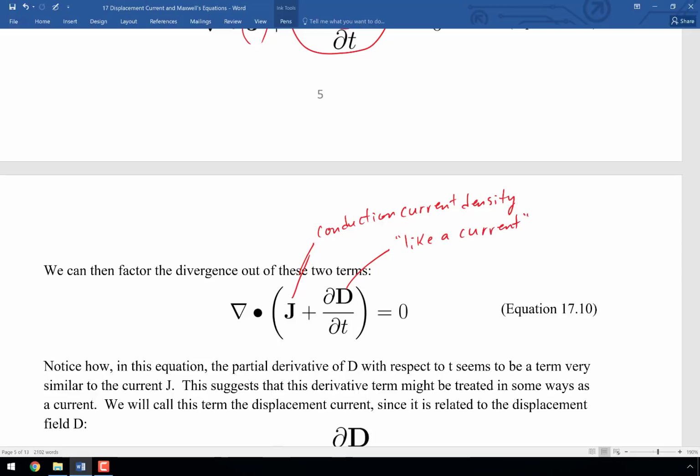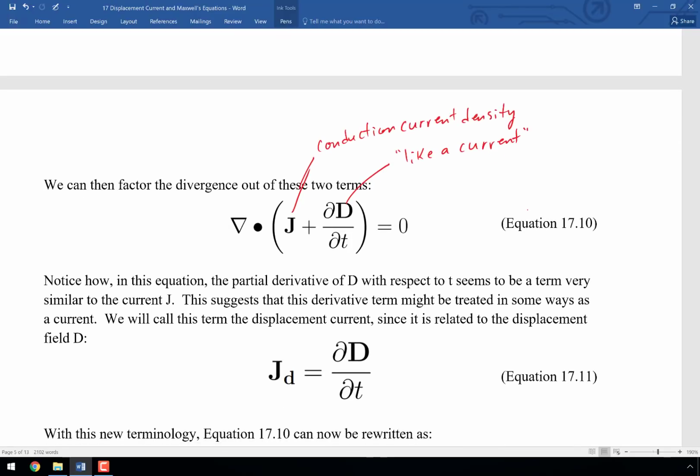You know, it is filling the role of a current in this equation. It's parallel or similar to, or fills a role similar to a current. So can we treat it like a current? Can we pretend that it's a current? Well, that's what we're going to do. We're going to call it the displacement current.